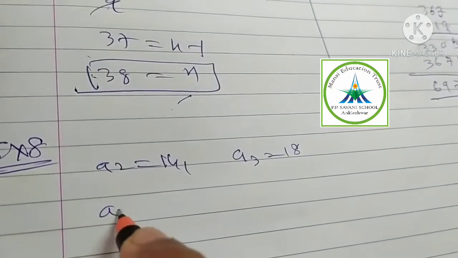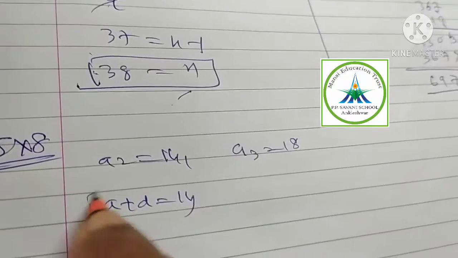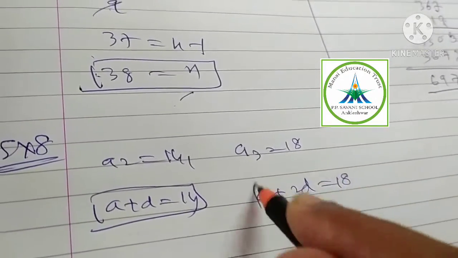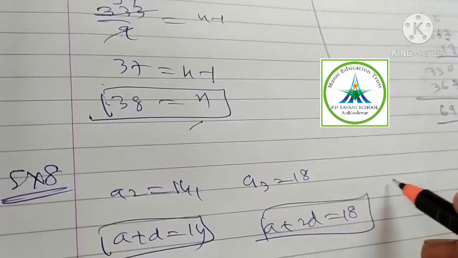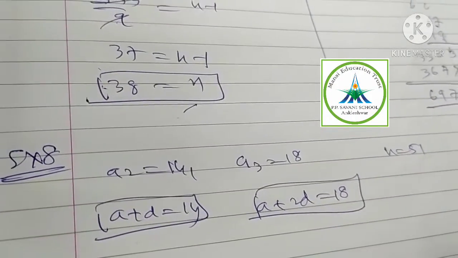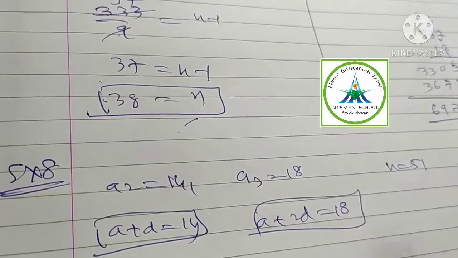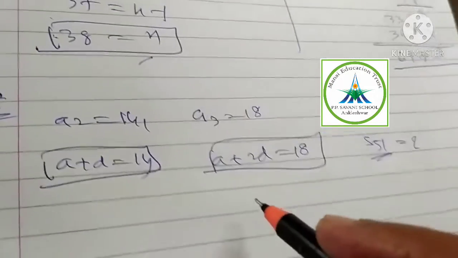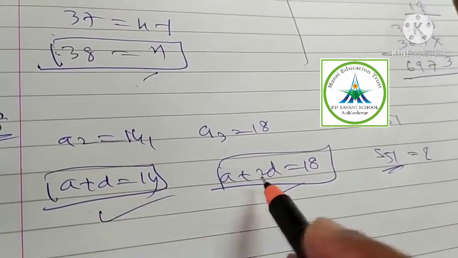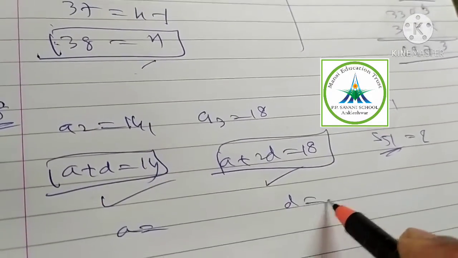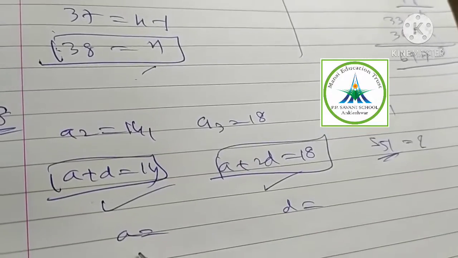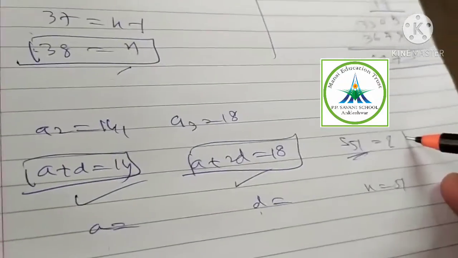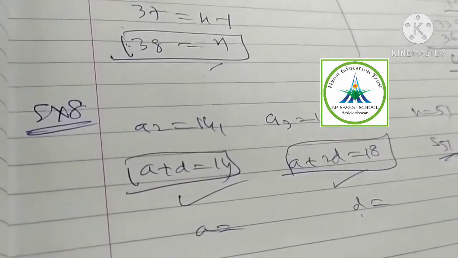a2 means what, beta? a plus d equal to 14. You got it. a3 means what? a plus 2d equal to 18. Yes or no? And you are given n equal to 51. They are asking to find the sum of 51 terms, so S51. Now see, from these two equations you will get a and d. If you know a, d, and n, you can find S51. Okay, please try your best.